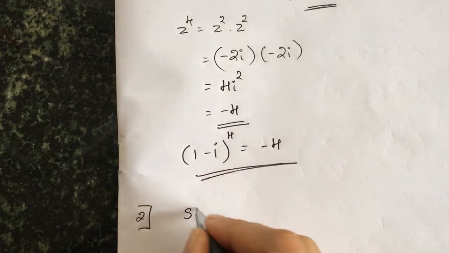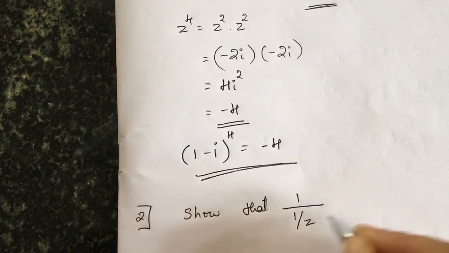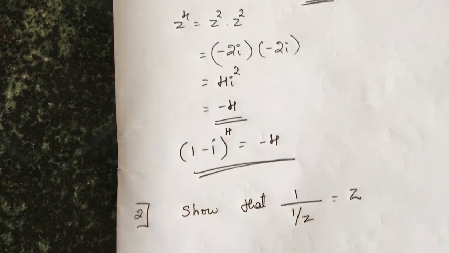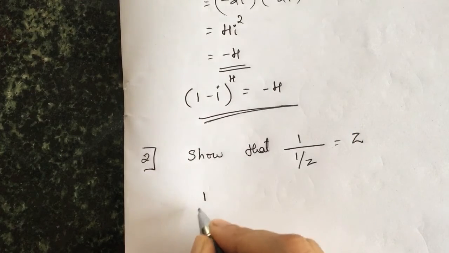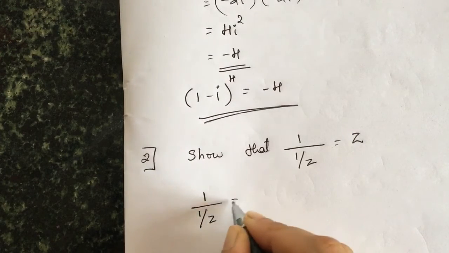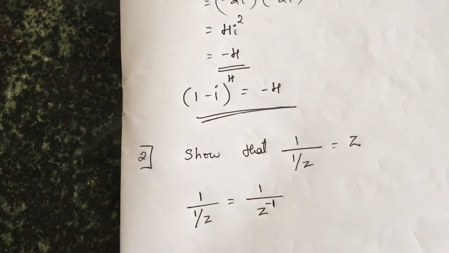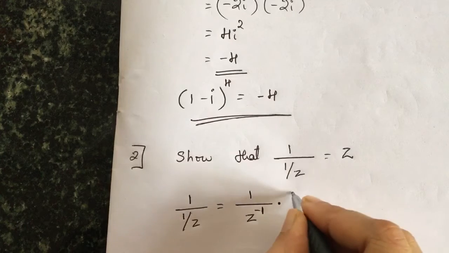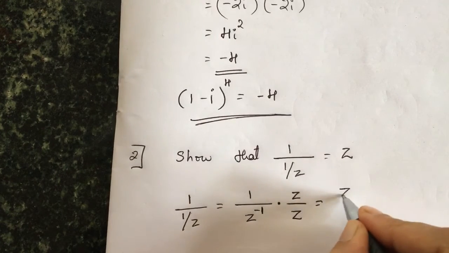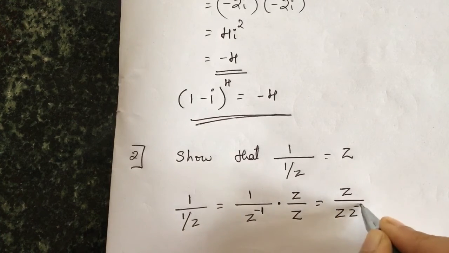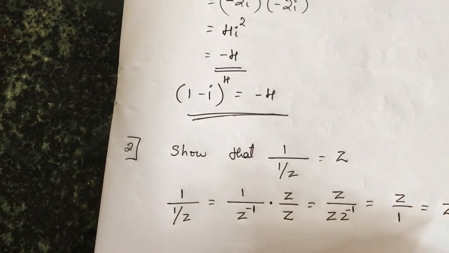Next one, just show that 1 by (1 by z) equals z. It's easy. 1 by z is z inverse, right? So 1 by z inverse. What I have to do is just multiply and divide it by z, so that this will be z divided by z into z inverse. z into z inverse is 1, so the answer is just z.